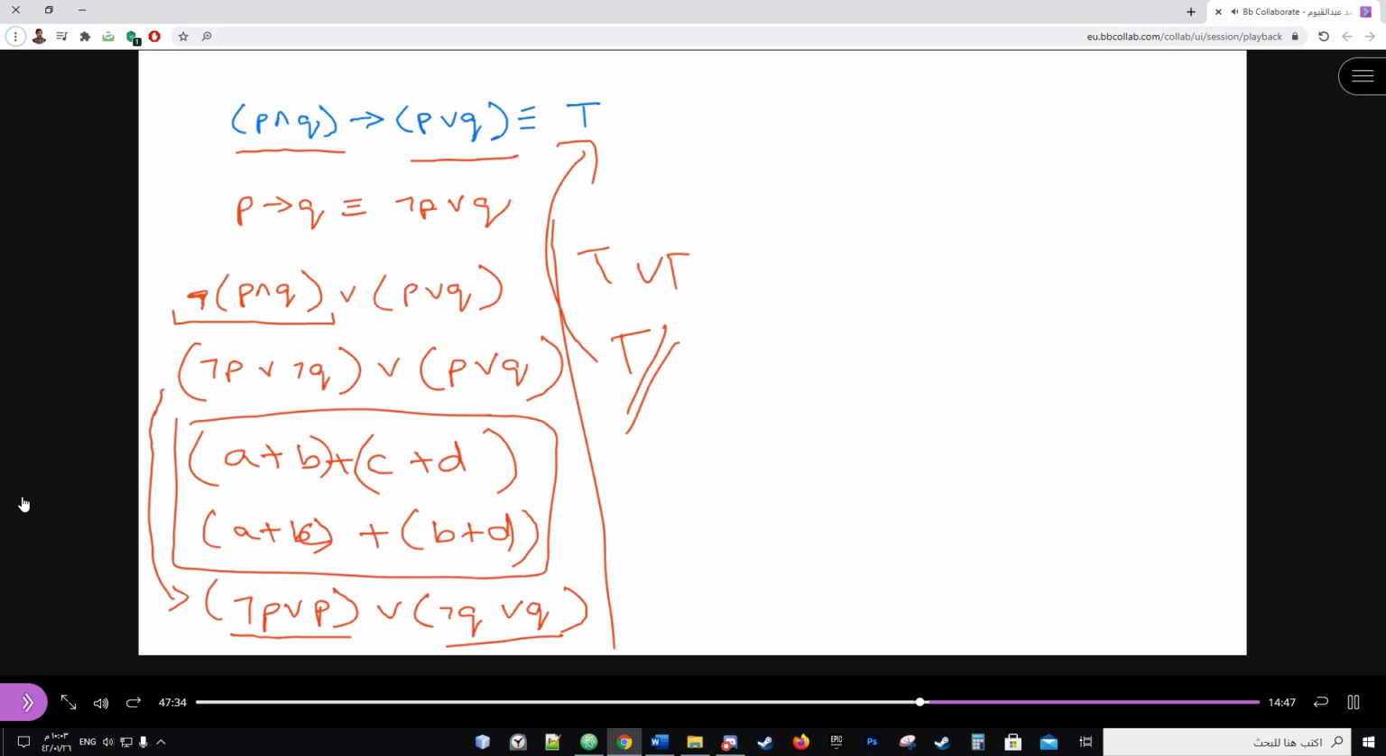Can you do this again without referring to the slides? The question is, prove that this is a tautology. Please try to do this yourself without referring to the slides.